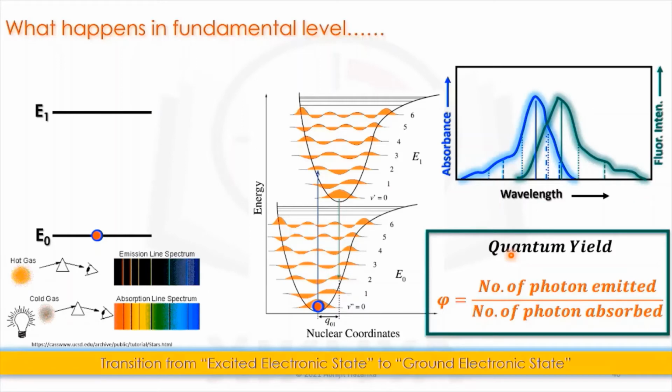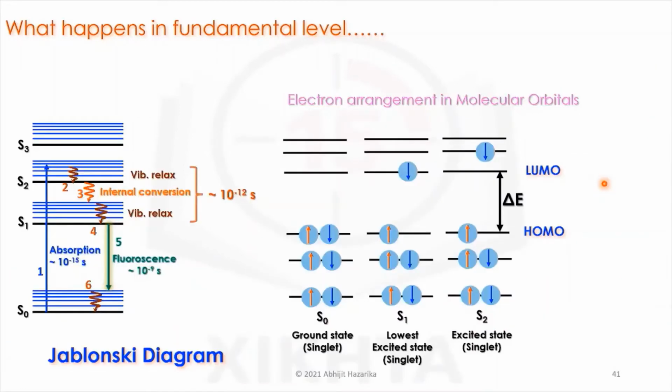Now, how do you know how much this system is fluorescing? For this, a term called quantum yield is used. This is nothing but the number of photons emitted against the number of photons absorbed. So the higher the quantum yield, the higher the fluorescence capacity. Now, whenever we discuss fluorescence, this particular diagram comes up again and again. This is called the Jablonski diagram, after the name of Sir Alexander Jablonski. And this single diagram actually describes all the processes related to absorption and fluorescence.